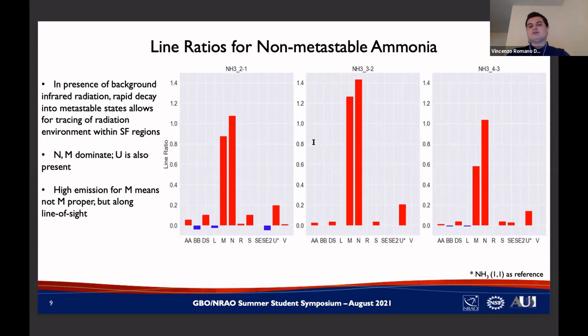Looking at these plots here, we can see that North and Main are extremely dominant, but U is also consistently present. Another thing we can note here is that the main region M is bright in emission, which gives credence to what we saw in the last slide, which is that perhaps we are looking not at proper M, but along the line of sight of M, as the non-metastable ammonia states predict a hotter temperature for M.